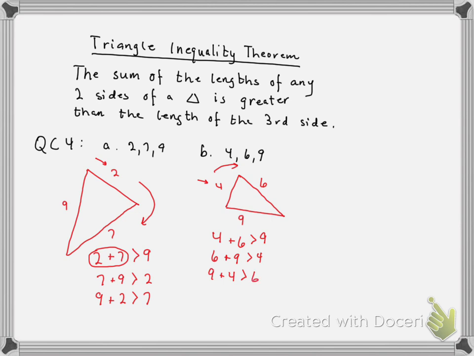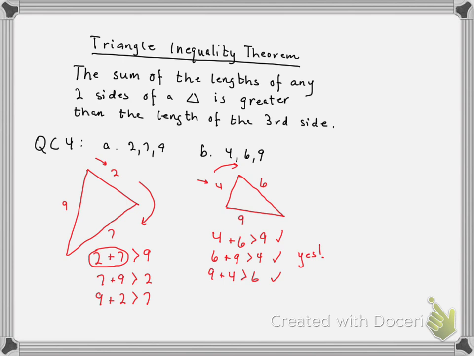So 10 is greater than 9. 15 is greater than 4. And 13 is greater than 6. So yes, this is a triangle when you use those sides, okay? Whereas in the example A, with 9 not being greater than 9, those are not the side lengths that will create an actual triangle, okay?